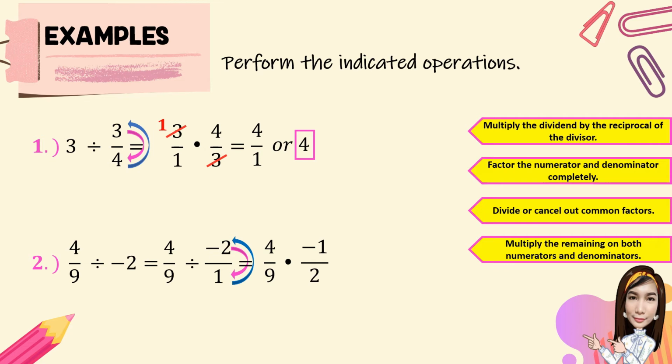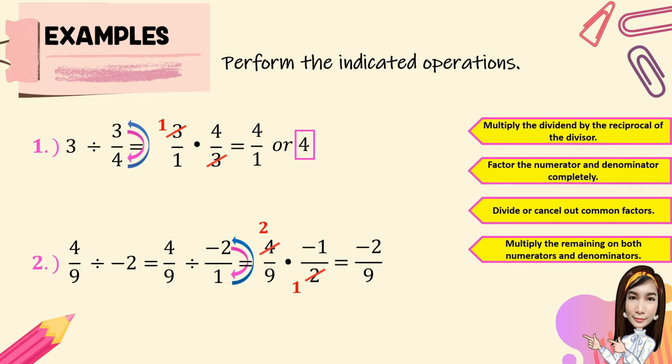Then factor the numerator and denominator completely, so we can divide or cancel out common factors. So 4 and 2 have a greatest common factor, which is 2, so 4 divided by 2 is equal to 2. Then 2 divided by 2 is equal to 1. Then multiply the remaining terms on both numerators and denominators. So we have 2 times negative 1 is equal to negative 2 over 9 times 1 is equal to 9.